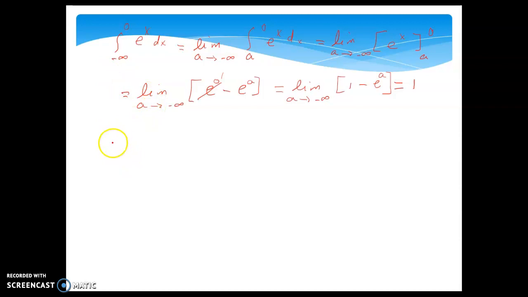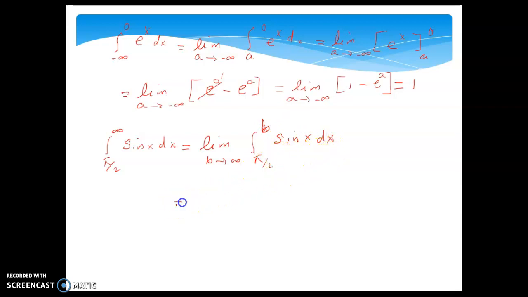For my other part c, we want to evaluate the integration from pi over 2 to positive infinity of sine x dx. We're going to use the same rule. We're going to change the limit of integration by using the limit. So here we say b goes to positive infinity, from pi over 2 to b of sine x dx.